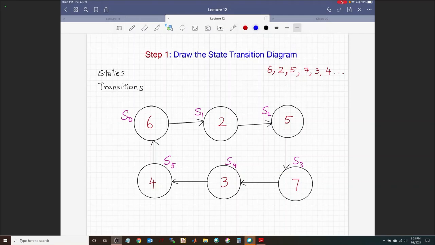Right. So this is sort of our problem here. What are the states indicating? States are the value of the counter, right? So let me write that statement here. States are the value of the counter. And transitions are essentially indicating the state transitions.